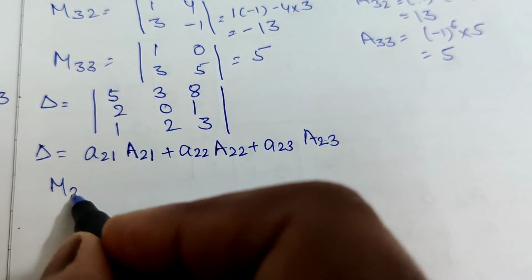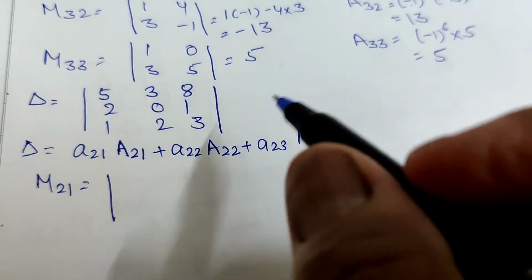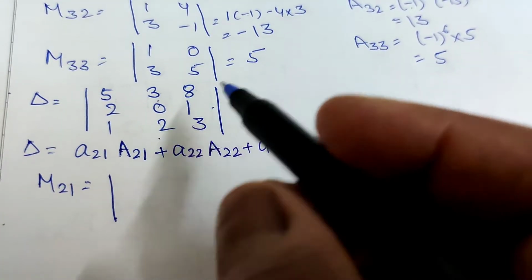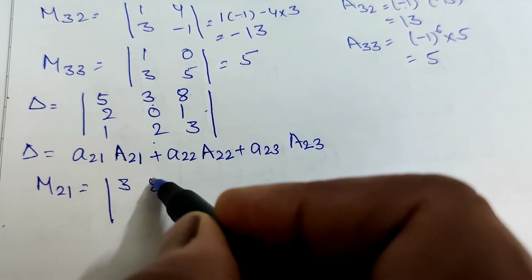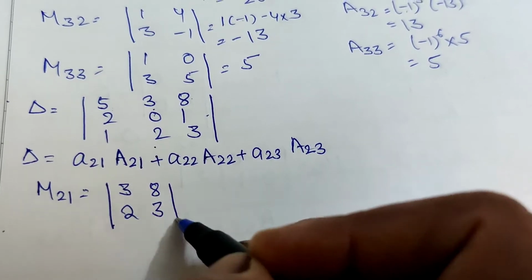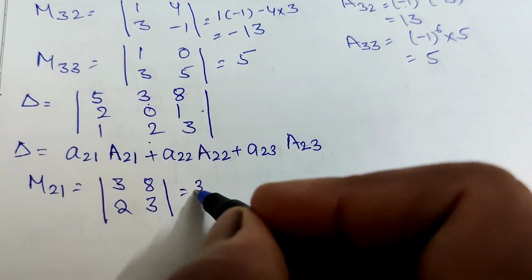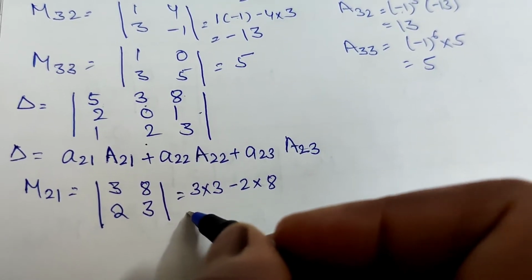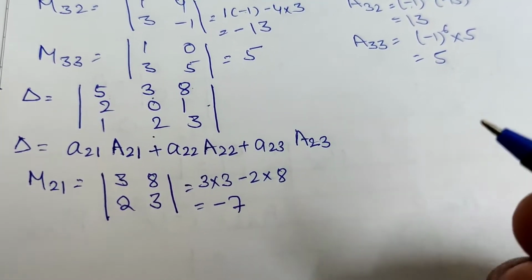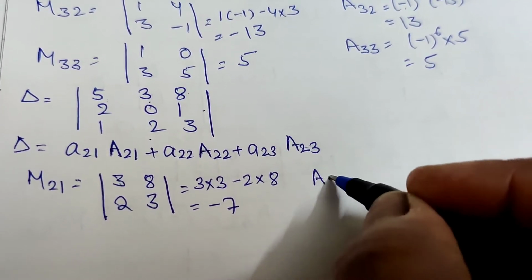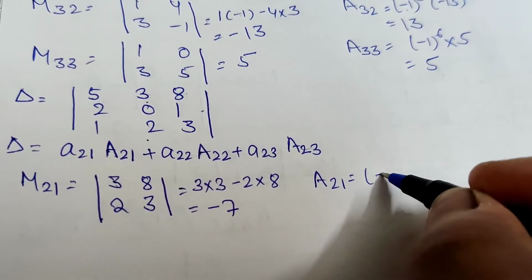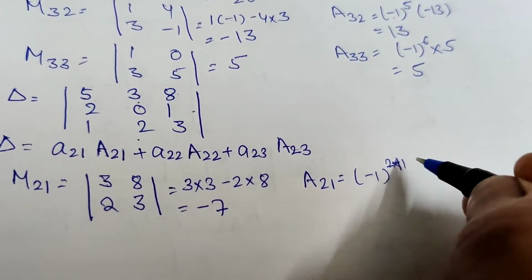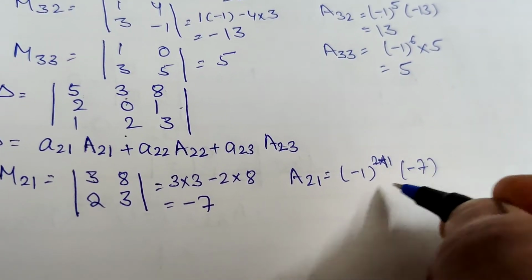So M21 means second row and first column. It is 3 8, 2 3. It means 3 into 3 minus 2 into 8. 9 minus 16 equals minus 7. Okay. Now the cofactor A21 equals minus 1 raised to power 2 plus 1 into minus 7. It is 7.